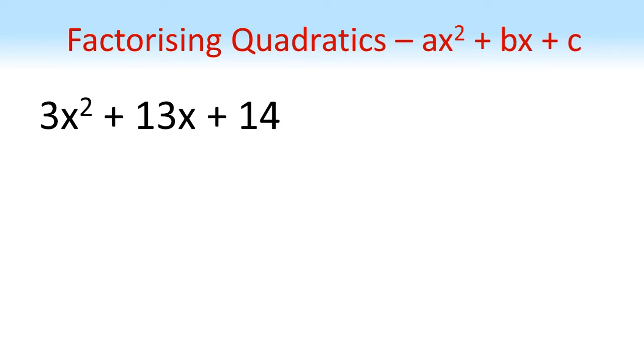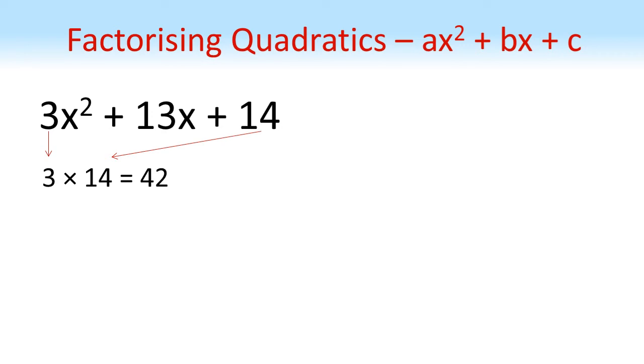Now when factorising a quadratic with a coefficient of x squared other than 1, it gets a little bit trickier. But fortunately, there's a quick method we can learn to help us deal with this. What we need to do is take the coefficient of x squared and the integer on the end. So in this example, we've got 3 and 14. We multiply them together, so this gives us 42.